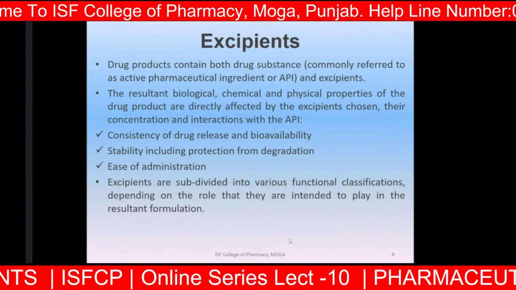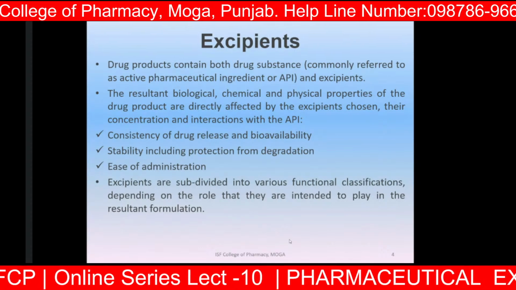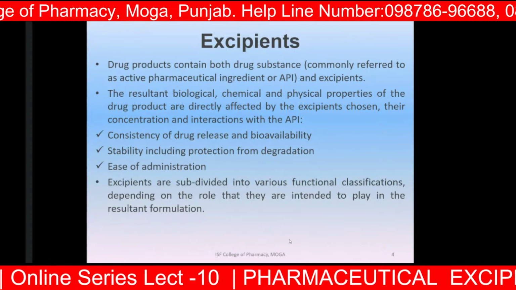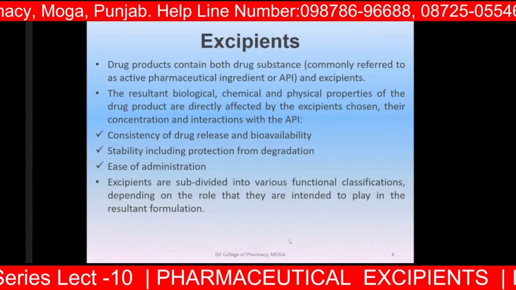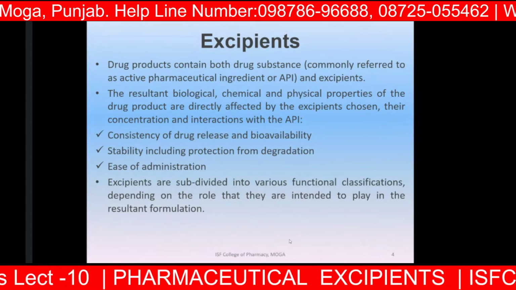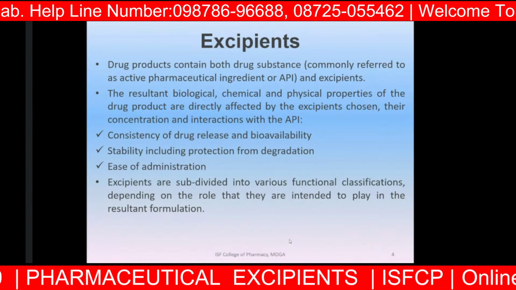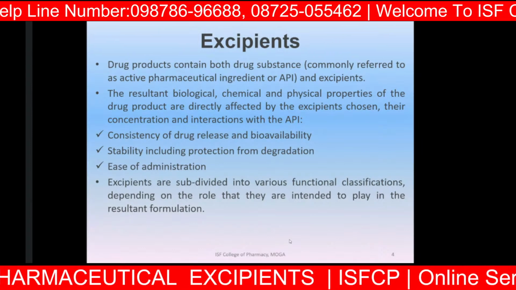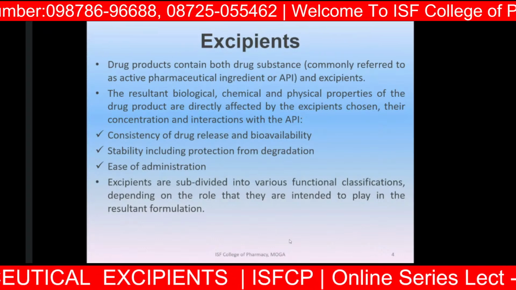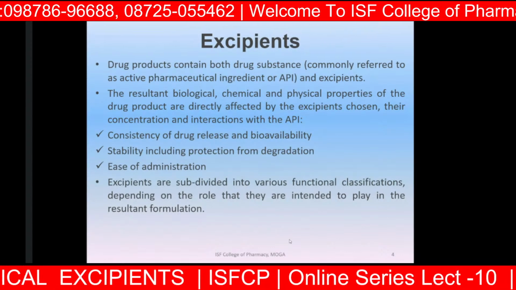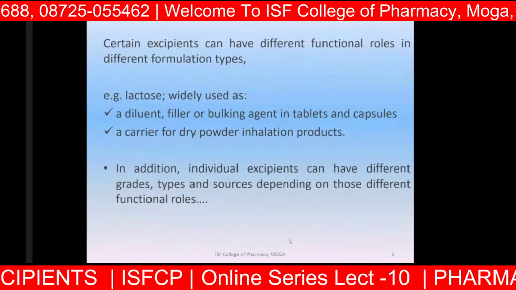in the desired formulation. Consistency of drug release and bioavailability is the first point, and then stability, including protection from degradation, and ease of administration. These are some properties of the excipients used in the pharmaceutical industry. Excipients are subdivided into various functional classifications depending upon the role that they are intended to play in the resultant formulation. Certain excipients can have different functional roles in different formulation types.